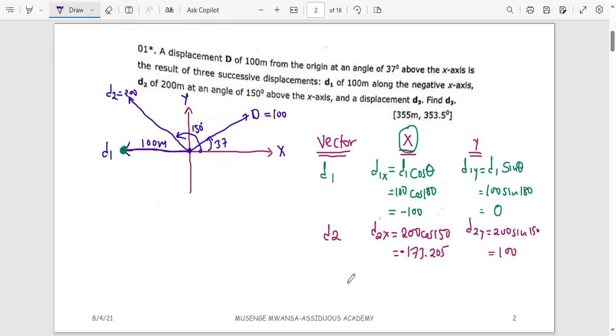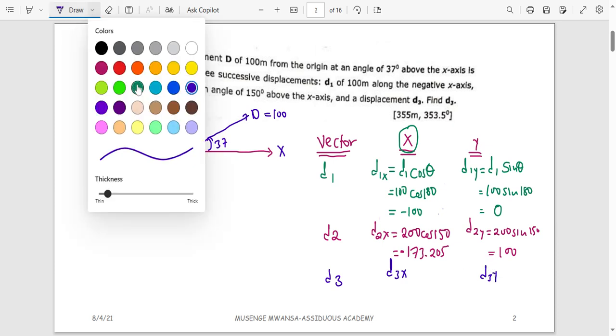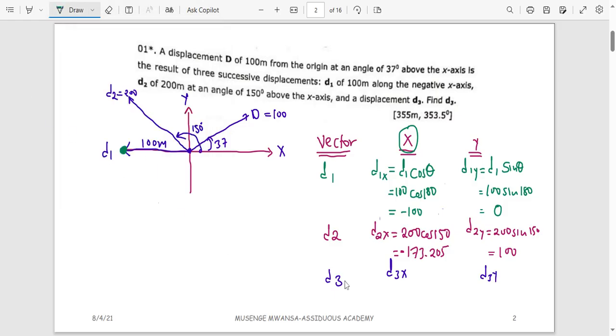And then we are going to go to D3. Now remember D3 we don't know. That's the one they have asked us to find. So I'll simply say D3x and D3y. These are the components. I don't know them.